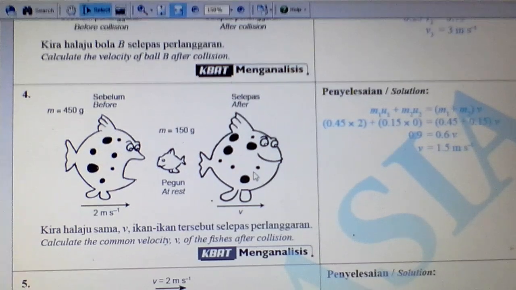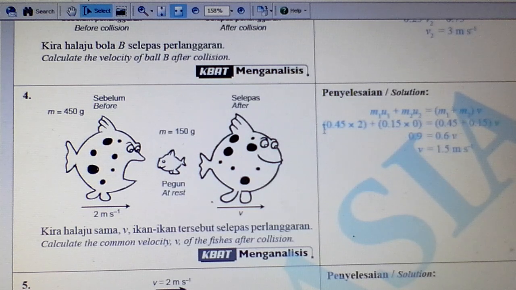Okay, so m1 convert to kilogram, the mass, 0.45 times 2 plus 0.15 times 0. This is at rest, so initially the small fish is at rest, so 0. And then after collision, they move together, so the total mass m1 plus m2 times v. So you solve, you will get v equals 1.5 m s^-1.